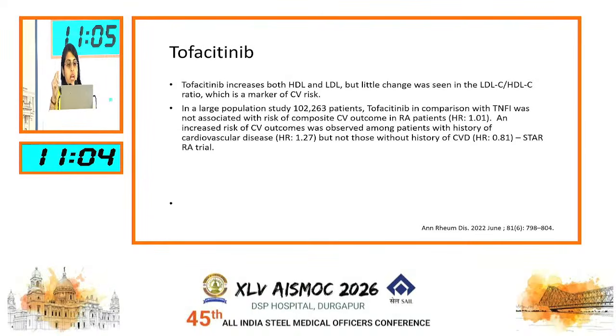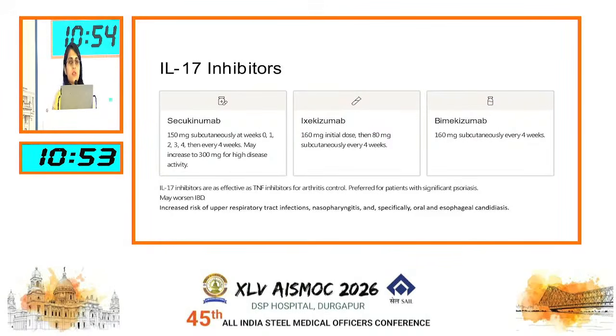But if a patient has a history of cardiovascular disease, in those patients, tofacitinib was associated with an increased risk of cardiovascular outcomes as compared to TNF inhibitors. Coming to the last of the three drugs which I was saying, IL-17 inhibitors.